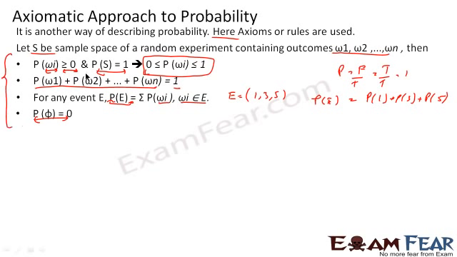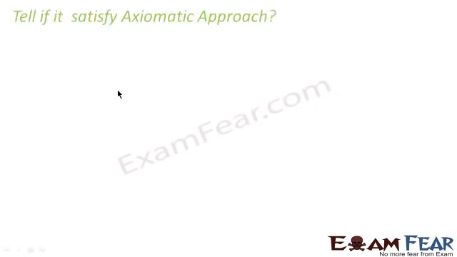Please note this. I'll reiterate once again. Probability of any outcome is greater than or equal to 0 and less than or equal to 1. If you add the probability of all the outcomes, you get 1. And for any event E which has some outcomes, the probability of that event is equal to the sum of the probabilities of the outcomes in that event. And probability of phi is 0.